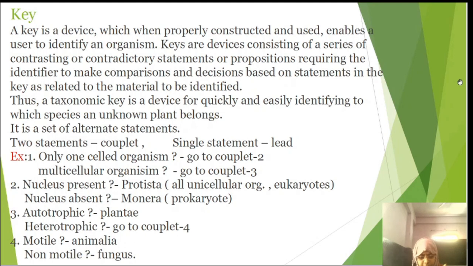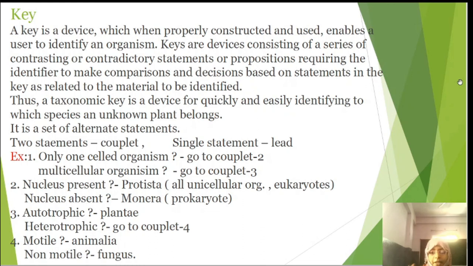Okay, let me tell you once again. Couplet number 1 is only about how many cells you have in the organism. Whereas in couplet number 2, you have the presence and absence of nucleus. If it is present, it is Protista. If it is absent, it is Monera.